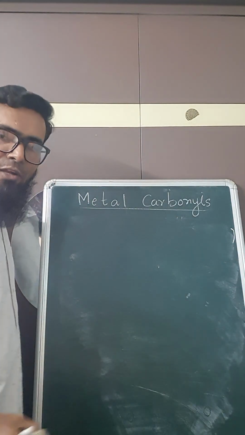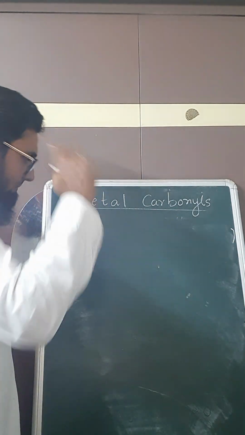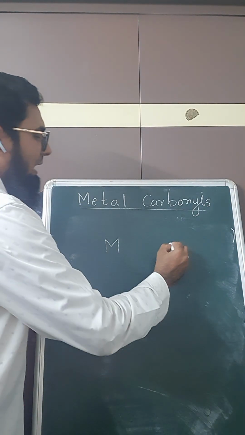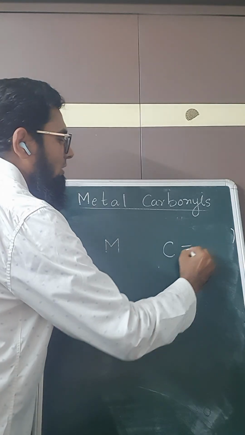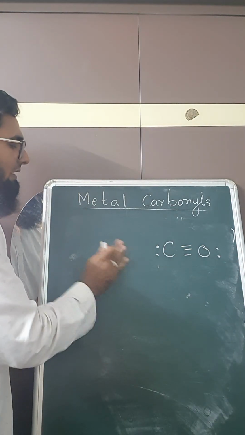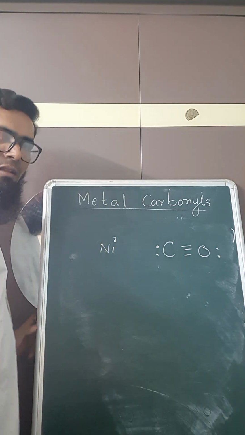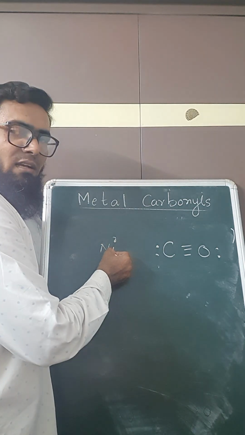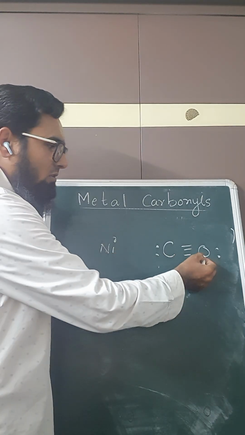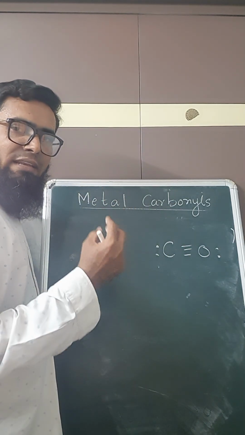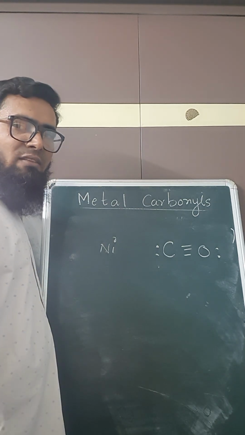Now let us go into the details of the bonding. Generally, if you take a metal and CO, this is the Lewis structure of CO. Now the central metal atom is what? Nickel. Now the question arises, why does carbon only bond with nickel? Why not oxygen? As I said earlier, a ligand is an electron pair donor, so a ligand can form a coordinate covalent bond with the central metal atom.